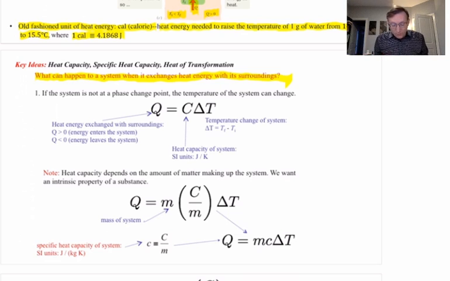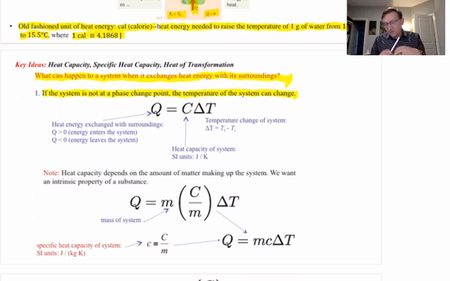Here's probably the most important one. 1. If the system is not at what's called a phase change point, then the temperature of the system can change. Then we have to unpack that. Phase change point. Phase change talks about phase of matter. The three common phases of matter that you're likely to find around you every day are, as you probably know, solid, liquid, and gas. And so a phase change point is when you are right at the boundary for a given set of ambient conditions between one phase and another.